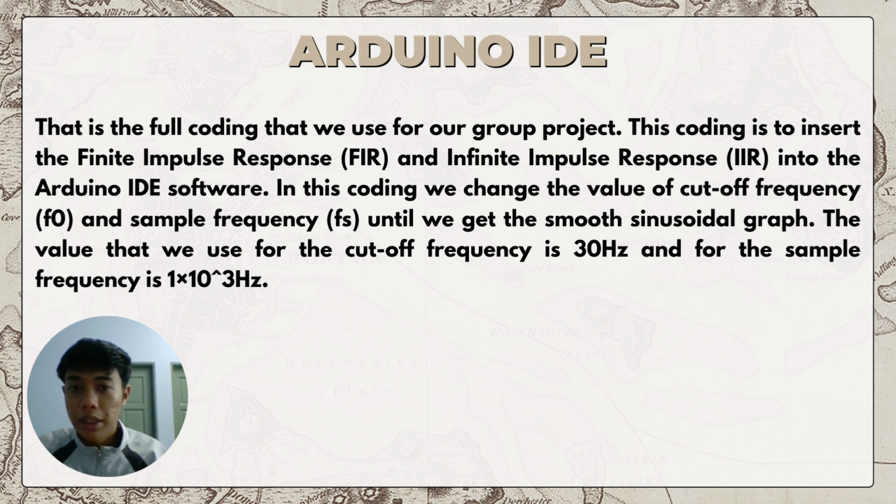In this coding, we change the value of cutoff frequency and sample frequency until we get a smooth sinusoidal graph. The value that we use for the cutoff frequency is 30 Hz, and for the sample frequency is 1 times 10 to the power of 3.